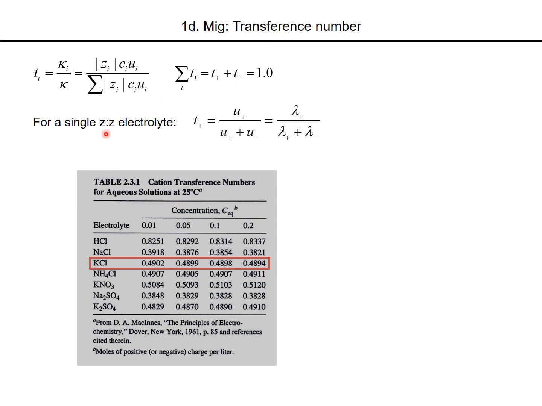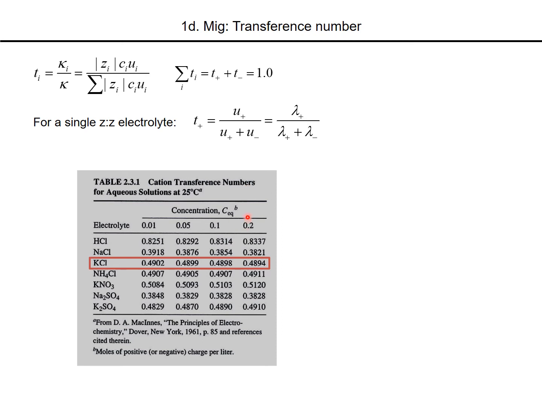For a single z-z electrolyte, z-z means the number of charge of cation is equal to the number of charge of anion in a single salt. So for example, sodium chloride, this is a single salt, with sodium plus and chloride minus, z-z. In that case, this equation is more simplified into the ratio of u plus per u plus plus u minus, or this equation can be described by molar concentration also.